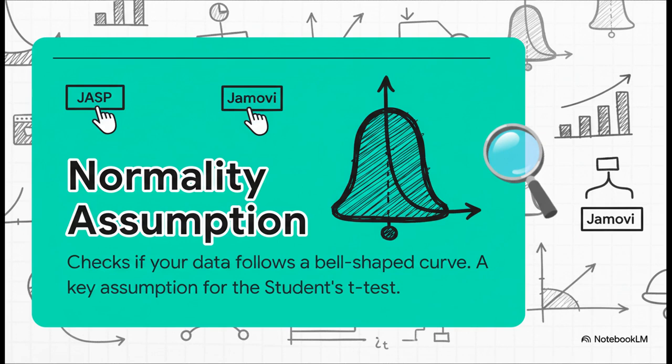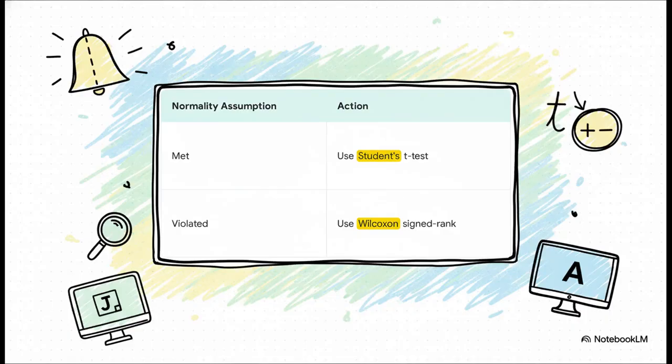So the main assumption for the standard t-test we've been using is something called normality. And that sounds way more complicated than it is. All it means is we're checking to see if your data is distributed in that classic bell-shaped curve. And here's the best part. Both JASP and Jamovi make this super simple. It's usually just a single checkbox in the options menu called Normality. One click.